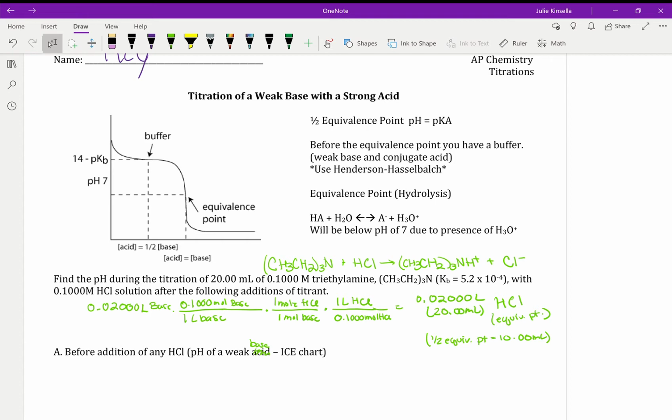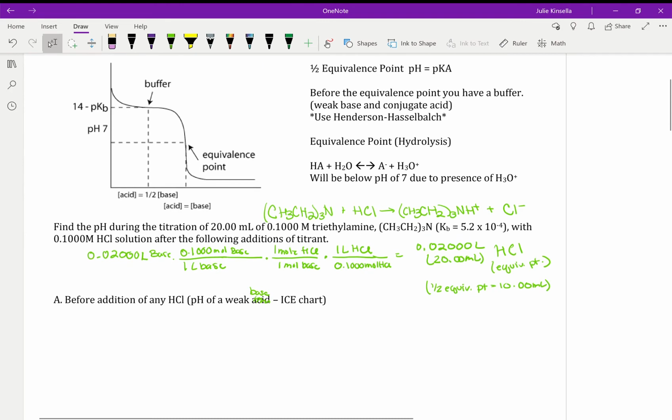I also went ahead on the screen and just worked out the reaction between the weak base, which is triethylamine, and hydrochloric acid, HCl. The weak base is going to accept the proton from HCl to form its conjugate acid, which we're going to be using in various calculations, and then the chloride ion.